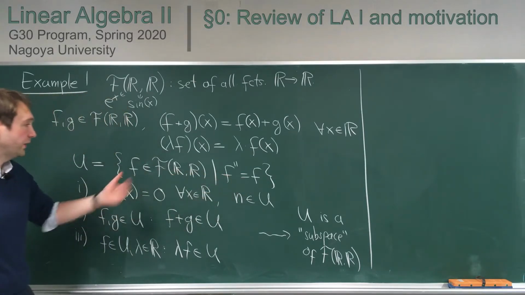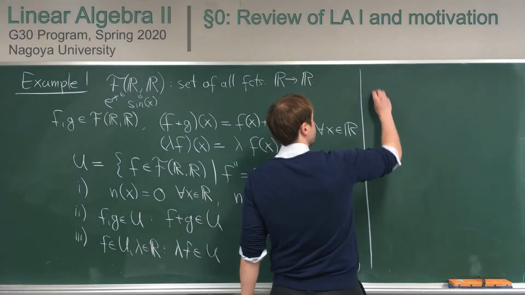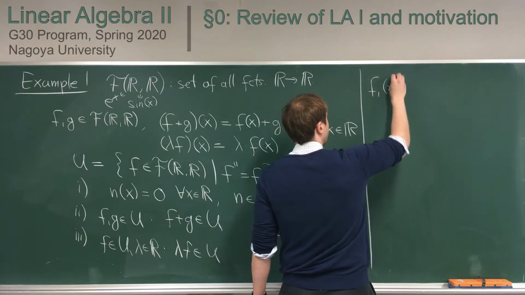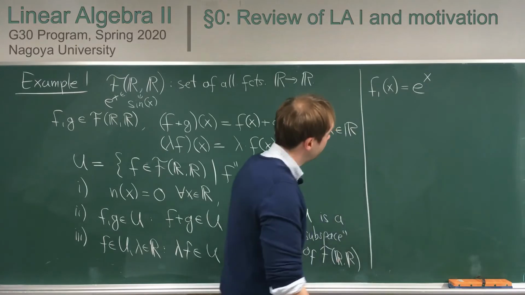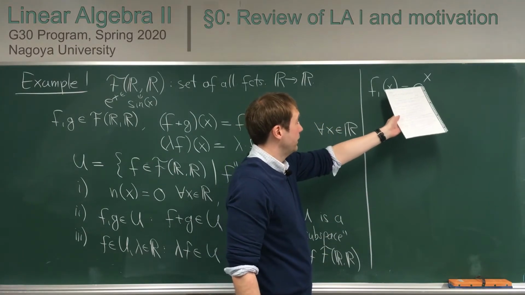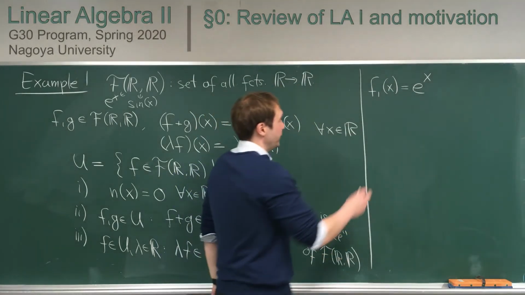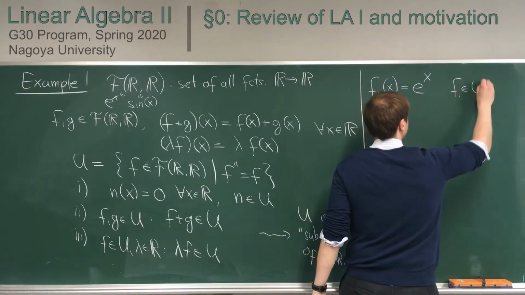which satisfy this condition. And one example is, of course, the exponential function. So I will call this f1. So f1 of x I define to be e to the x. So the derivative of this function is just e to the x, and then taking again the derivative is just e to the x. So this is one example in U. So f1 is in U.